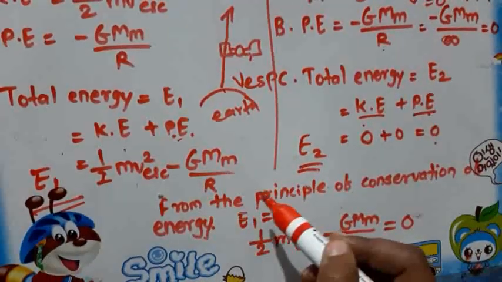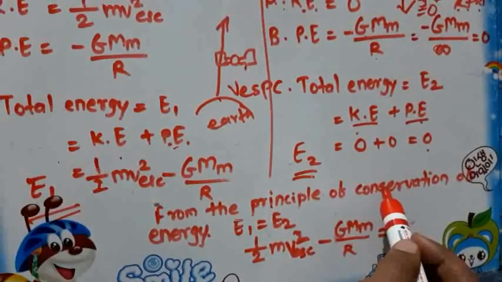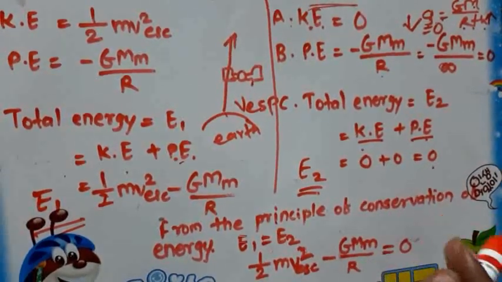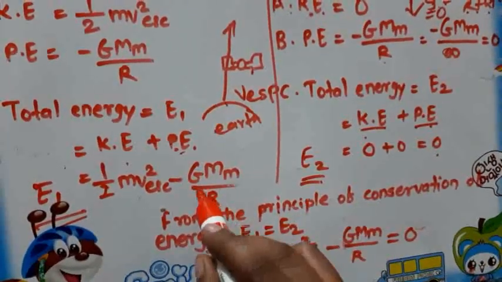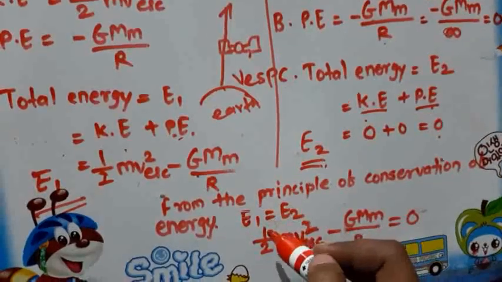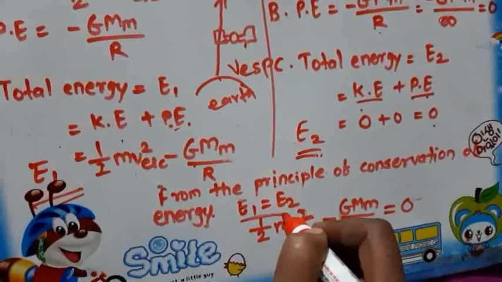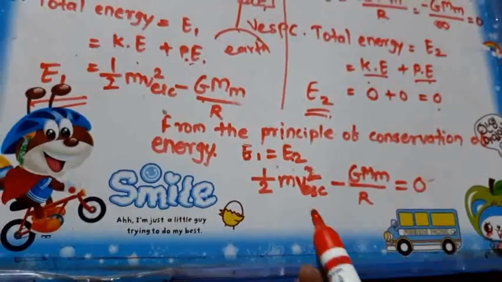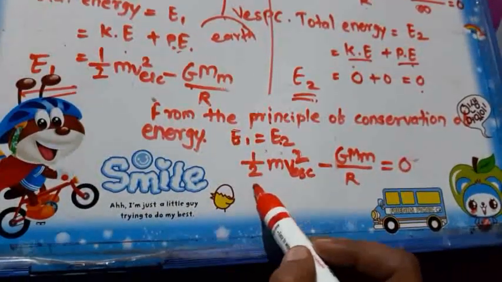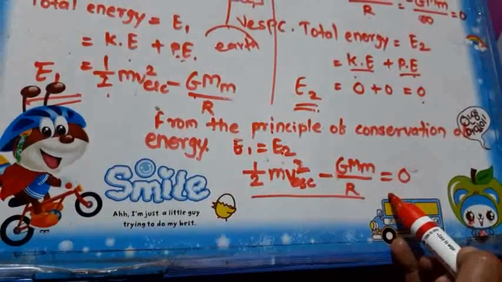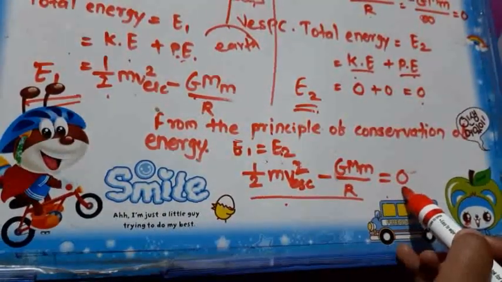But according to the principle of conservation of energy, no energy is created and no energy is destroyed. That's why both energies should be the same, because the object is the same. That's why the energy should also be the same. That's why E1 is equal to E2. So the value of E1 is this from here and the value of E2 is 0. That is, E1 is equal to E2.